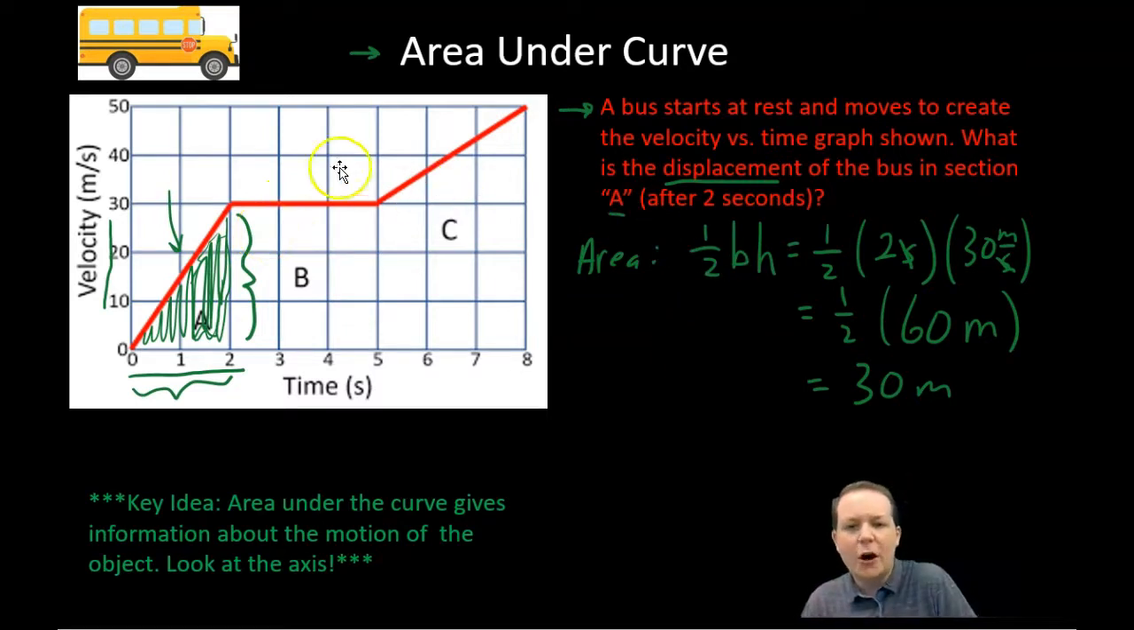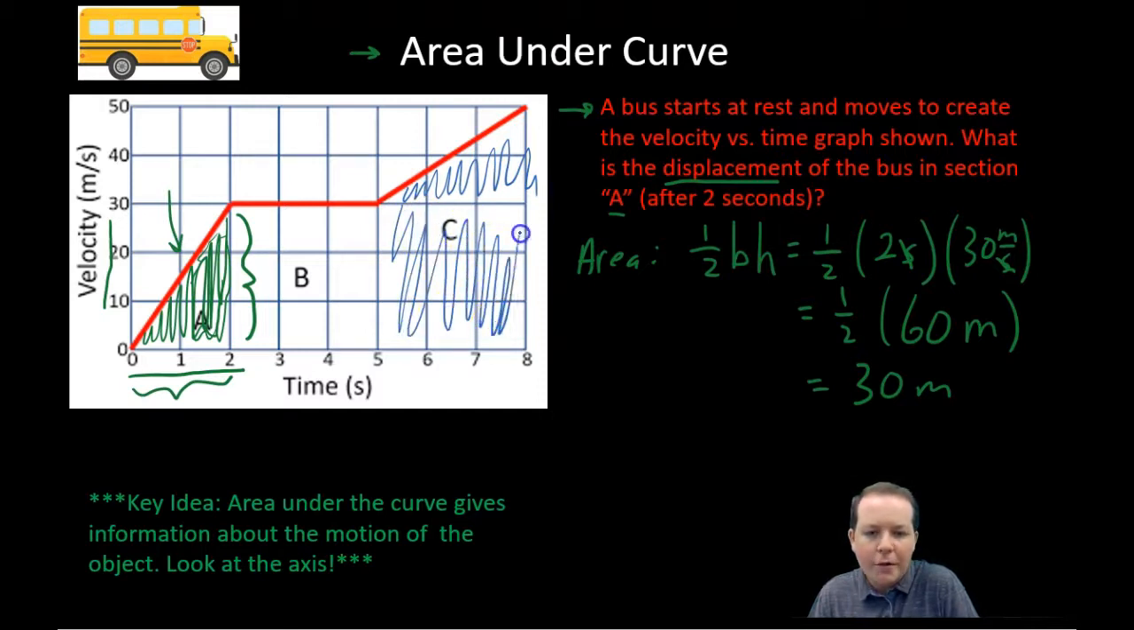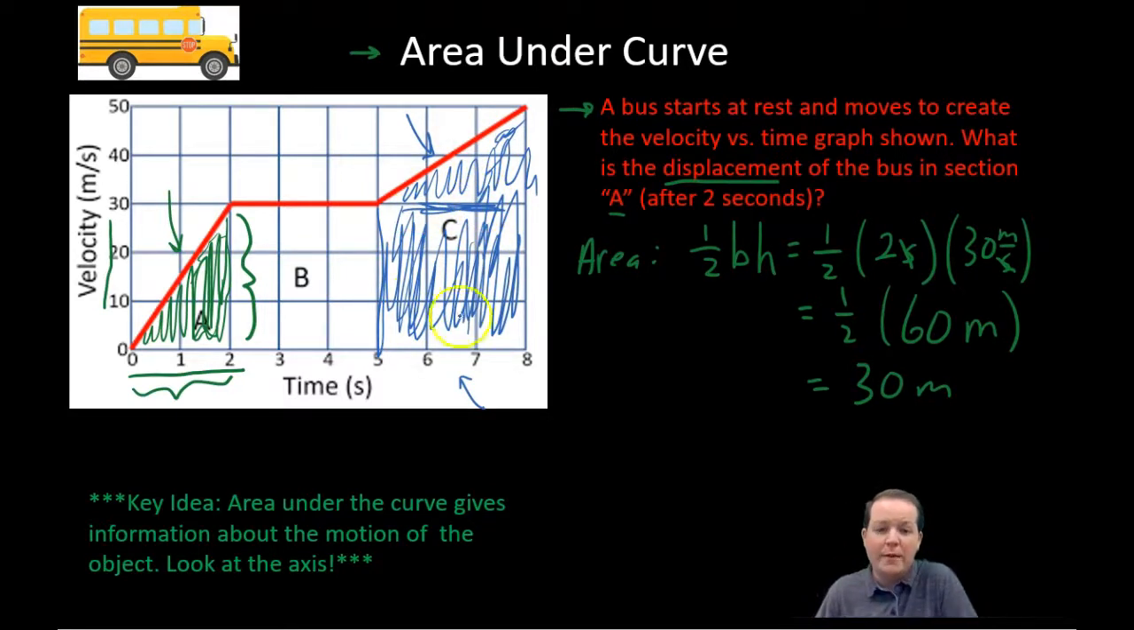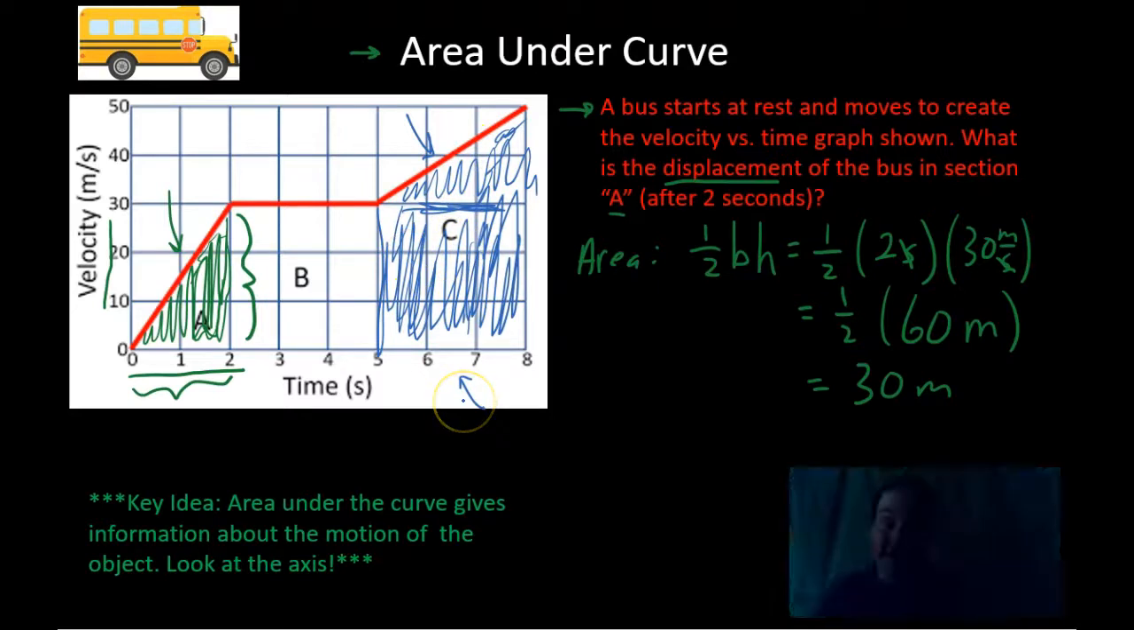Now, a lot of students often get confused. If I ask for section C, what would the area be for section C? In section C, this bus is moving fast, up to 50. Don't just do this. That is not the area under the curve for section C. It's this whole thing. It's always from the line to the origin. So this would be your geometric shape right here. That might be a little tougher. You have a triangle and a square. But don't just do the little triangle part. It would be the whole thing from the line to the x-axis.